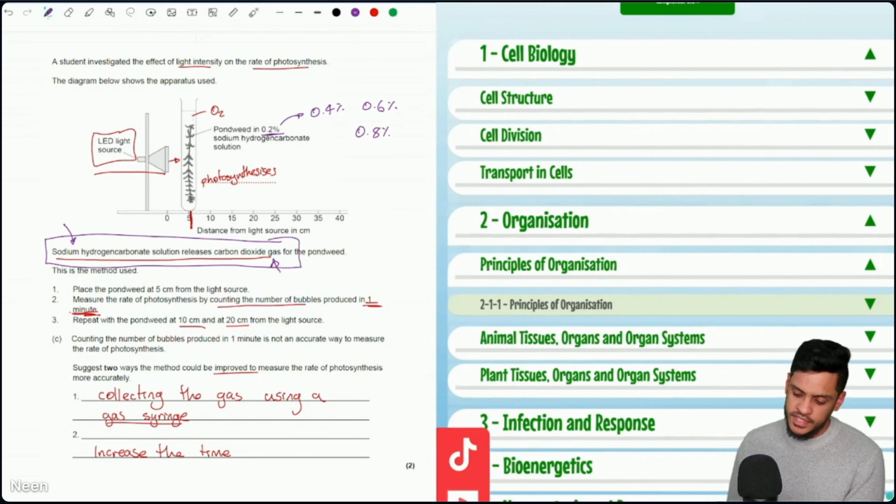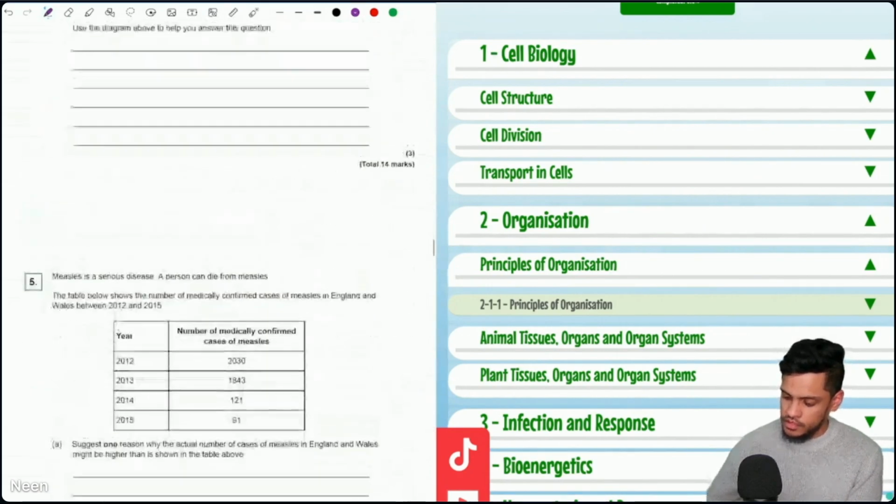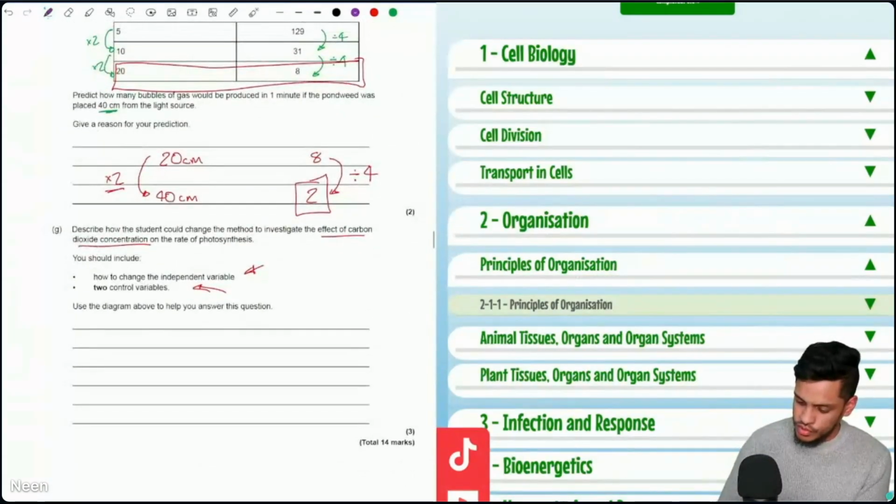But what do you need to keep constant? You need to keep the distance constant. So this time, you don't increase the distance. You keep it at 5 centimeters, or you keep it at 20 centimeters. Just make sure it stays the same. So the distance would be the control variable. We need another control variable.